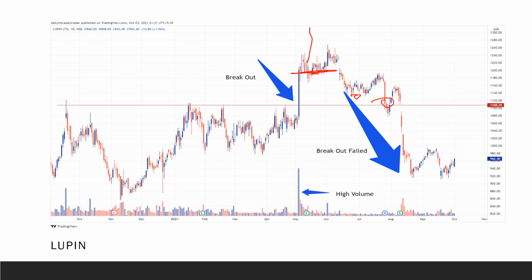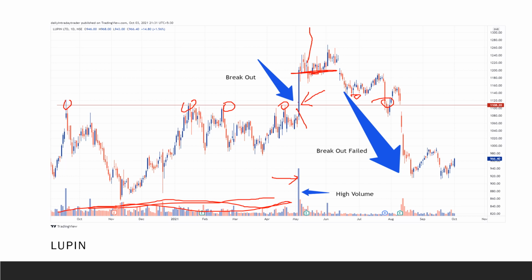This is the chart of Lupin. See this, in the pharma sector in May, when all the pharma sector stocks were moving up, Lupin also gave a good breakout at the level of 1108. See this consolidation period. Here it took resistance, here it took resistance, here it took resistance. Four times it took resistance and then it broke out with huge volume. Look at this volume as compared to the past 5 to 6 months volume.